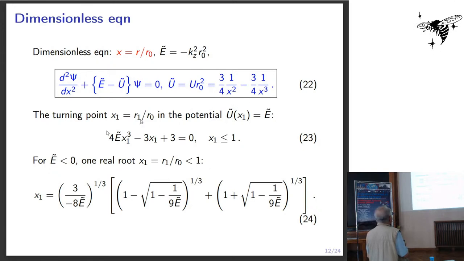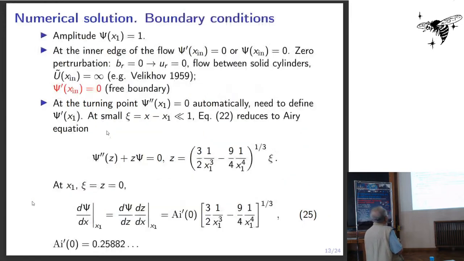And in the turning points where E is equal to U, we have a cubic equation for the value x1, and we have the solution, that is, the connection between energy and point x1. Let us consider the numerical solution of this equation.